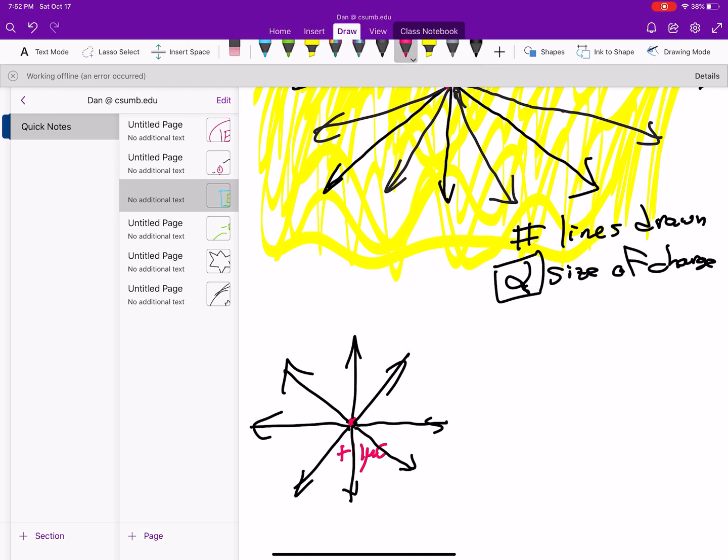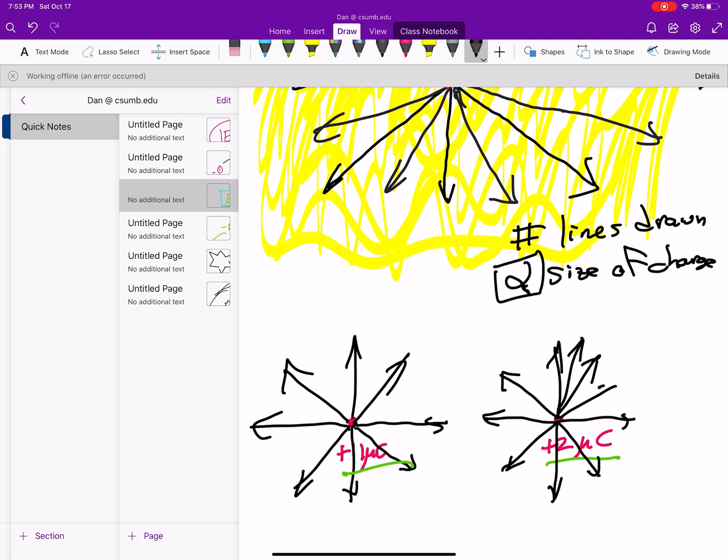Now, what if I had a charge of 2 microcoulombs? Well, for the charge of 2 microcoulombs, I'm going to draw 16 field lines, because since this one is double this one, I can represent that by drawing twice as many field lines. So I'll do it like this. Here's my 8. Now I'll put the extra ones in between, so I'll be up to 16 field lines for this +2 microcoulomb charge. Okay? So this gives you an indication of how big the charge is.